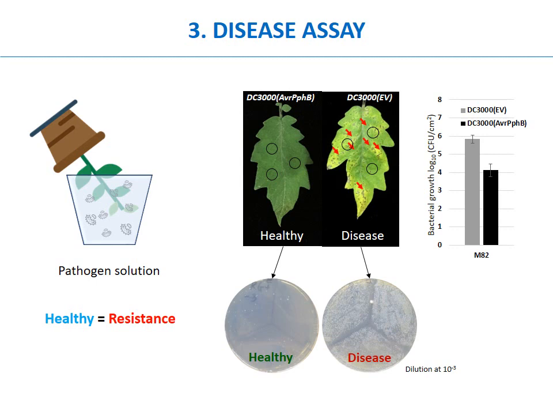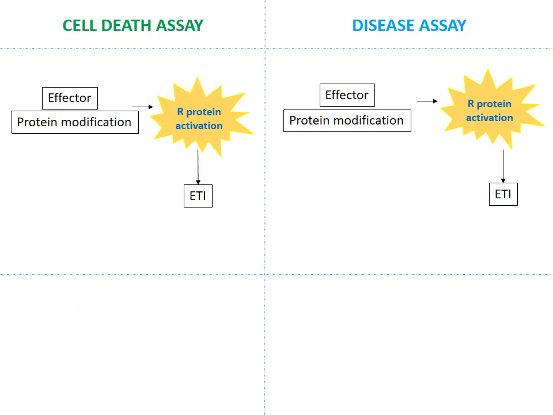You can see the significant difference between them. By using a computer, we can make a chart like this. From this data, I concluded that M82 tomato plant is resistant to DC3000 containing AvrPphB because it can suppress the bacteria growth. I'm going to bring you a table to compare the cell-death assay and the DC assay.